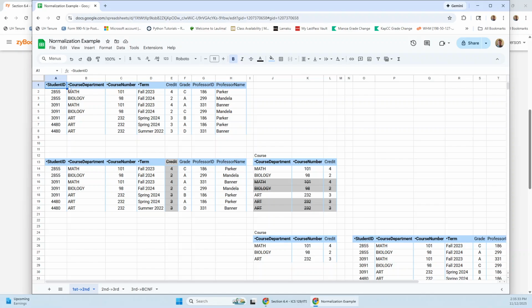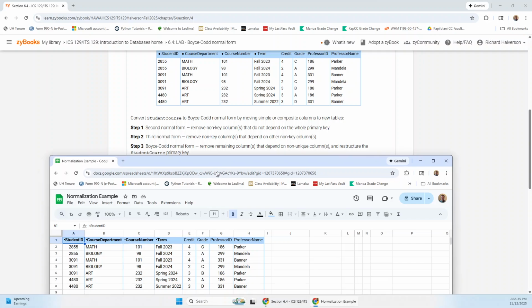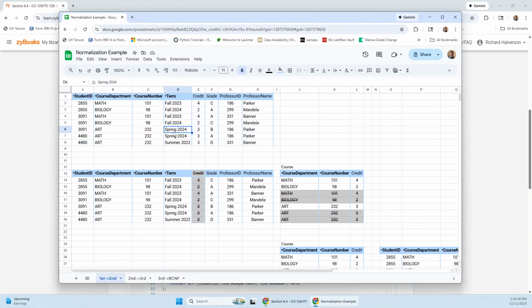The primary key is these first four columns, and that determines the number of credits, the grade, the professor ID, and the professor name. If you look at this carefully, you'll see that the number of credits is determined just by the course. The course is determined by the department name and the course number. The course numbers in each department are unique.